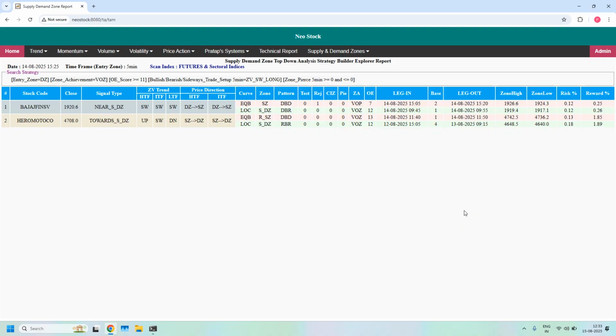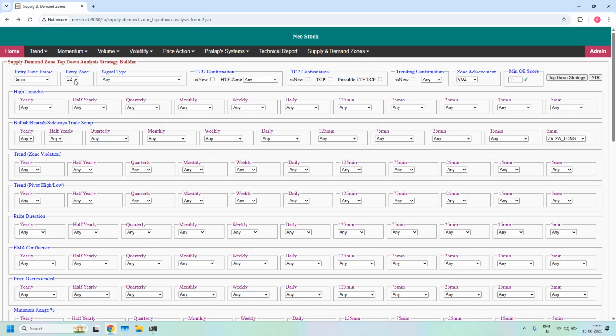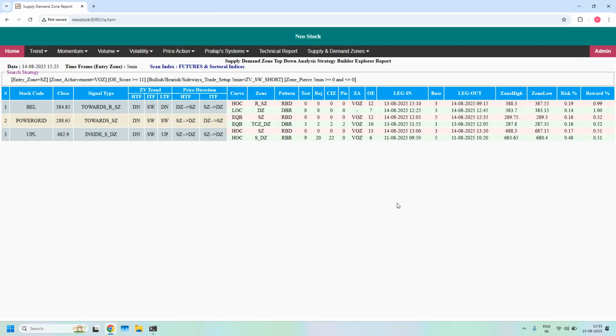Next, sideways short trade setup for hourly income trade. Changes are 5 minutes supply zone and one more sideways short. Let's filter. We got three stocks. Sideways short trade setup for hourly income trade. Entry time frame zones are 5 minutes supply zones.